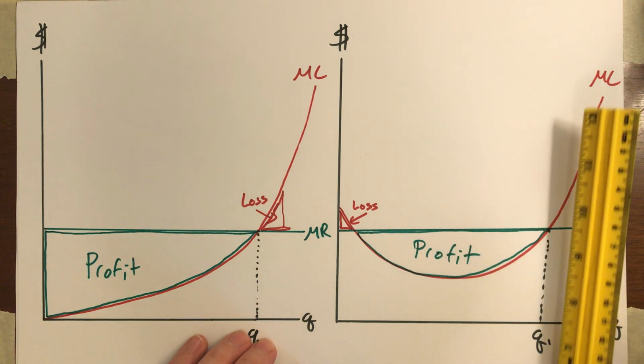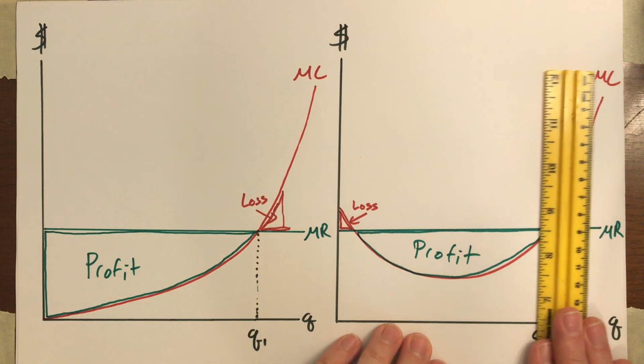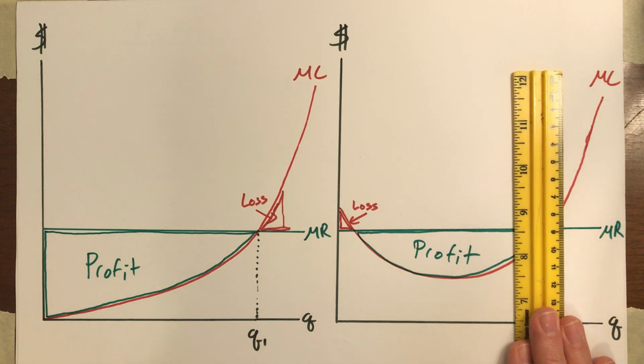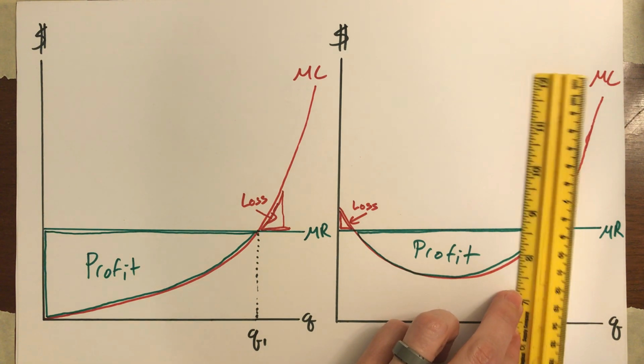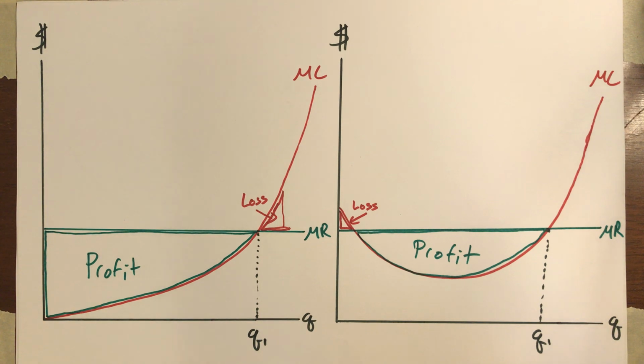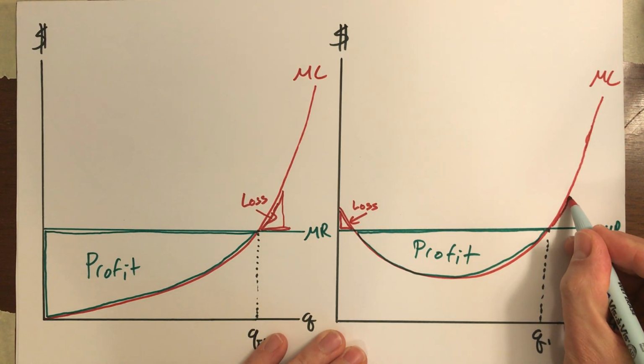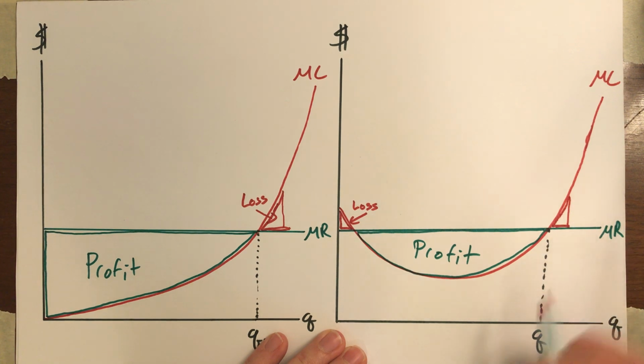And you don't want to stop producing before this point, right? Because then you're giving up profit on units that you could have made a profit on. But similarly, you don't want to keep on producing past that point Q1, because if you produced a little bit more, then the cost on those units would be greater than what you could sell them for.